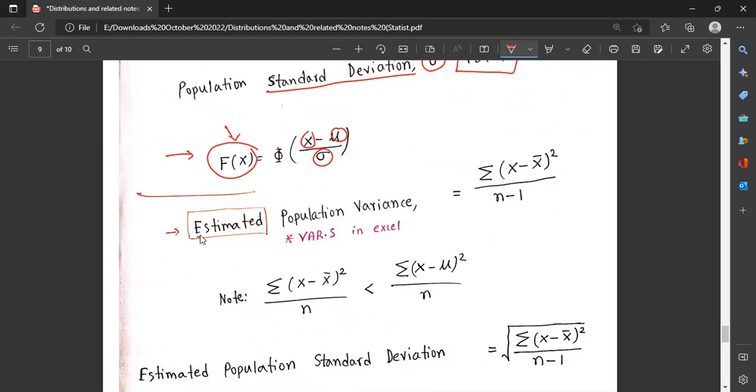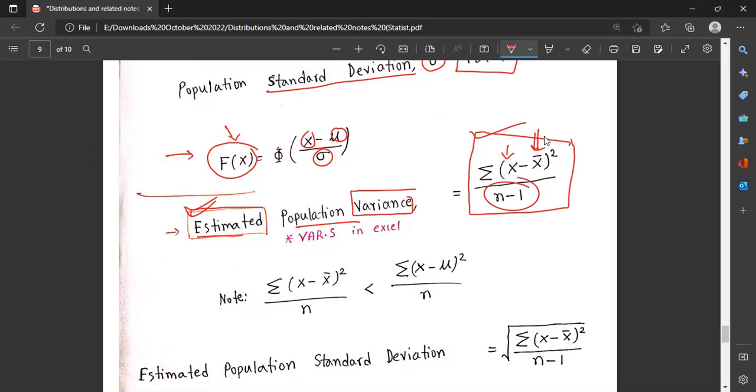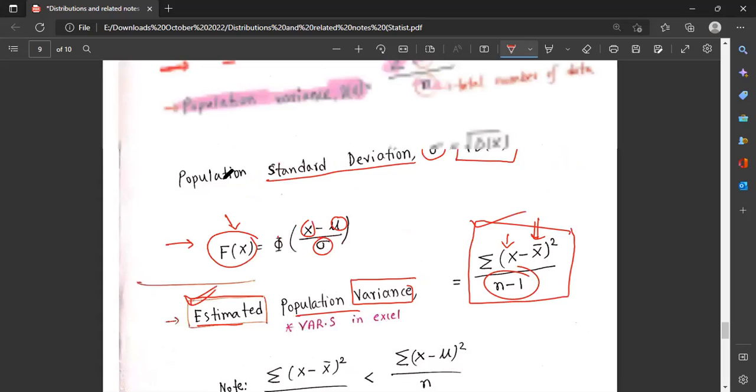And estimated population variance. So it is also population variance, but it is estimated, right? Most of the case we will use this formula because we don't play with some small data. We deal with some big data, right? So that's why it is estimated. The formula is summation of (x minus x mean) divided by n minus 1. This x mean is the estimated mean, right? Here you see estimated mean.